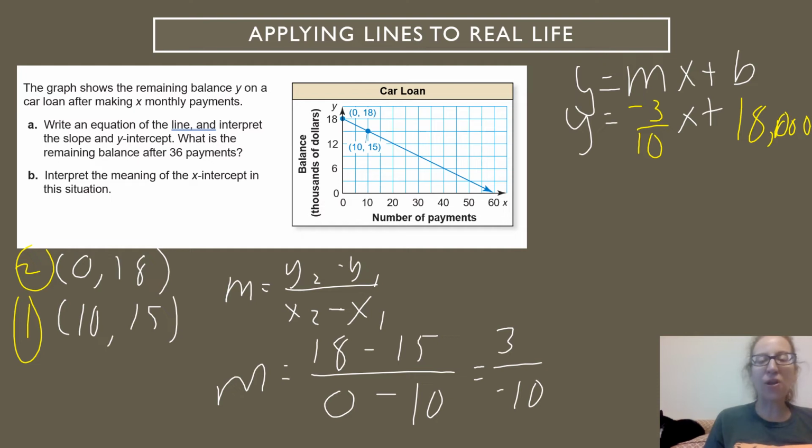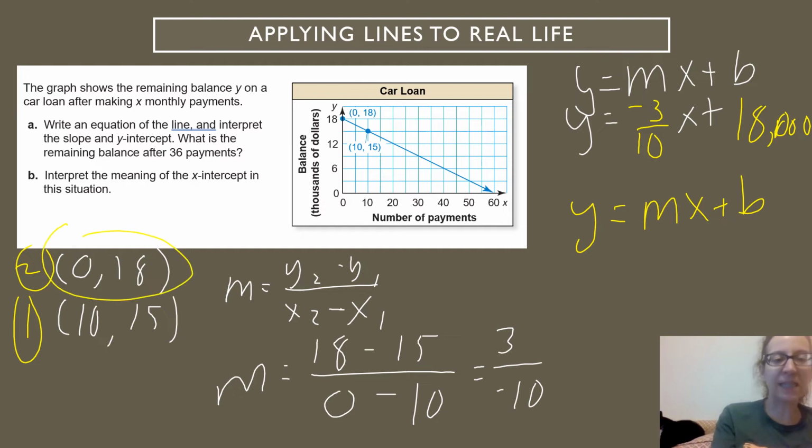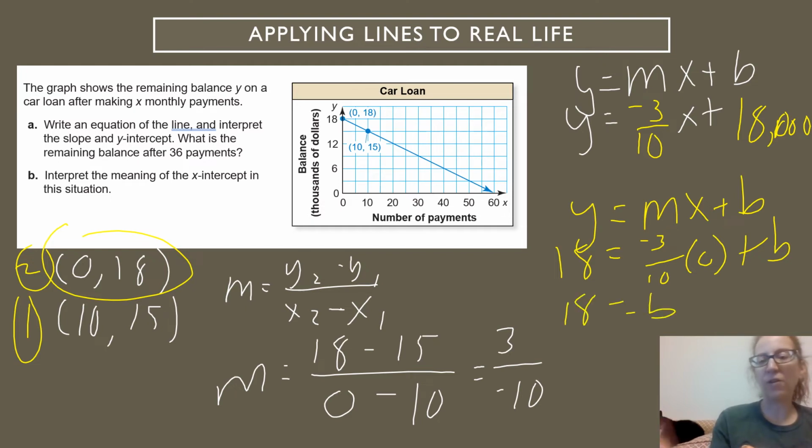All right, so there's the equation of our line. Now you could also do the little substitution, borrow a point strategy. If you'd like to see that, I would pick the point (0, 18) because it looks easier. So 18 equals the slope, which was negative 3 over 10, times 0 plus b. Told you 0 is my favorite number. And then you can get 18 is equal to b that way.